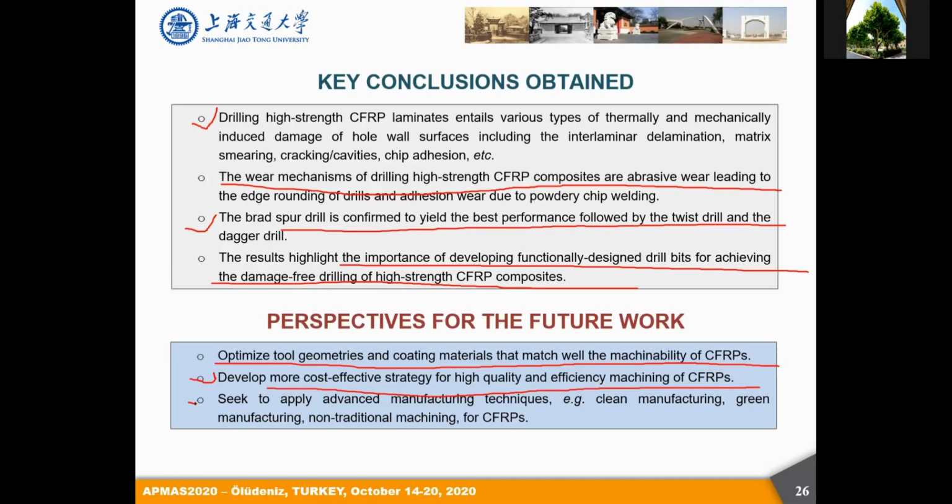And finally, there is also a critical need to apply advanced manufacturing techniques such as clean manufacturing, green machining, or non-traditional manufacturing for the fabrication of carbon fiber reinforced polymer composites.